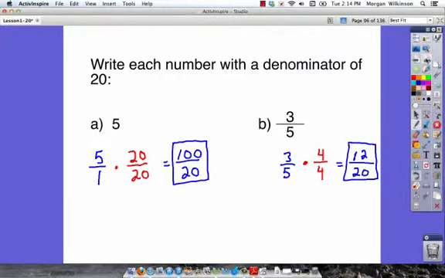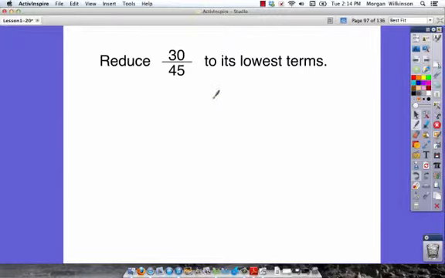Let's move on to the next slide. We want to reduce 30/45 to its lowest terms. Now if we want to reduce 30/45 to its lowest terms, what we have to do is find a common factor that we can divide both of these by. If you look at the last digit, we can see these are both divisible by 5. So we're going to divide both of them by 5. So 30 divided by 5 is equal to 6, and 45 divided by 5 is equal to 9. So we have an answer of 6/9.